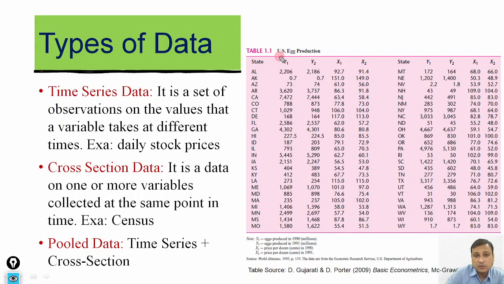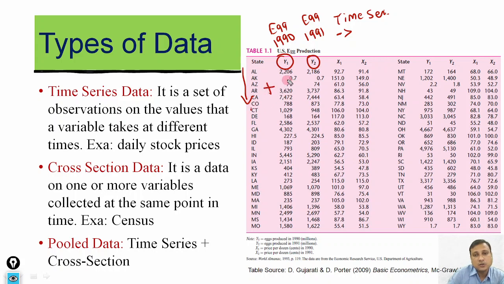Here you can see that Y1 is the egg production for 1990 and Y2 is actually egg production for 1991. Two different years are there. So when there is more than 1 year, then it becomes time series. So here is the time series, and here are the different states in US. So when we combine cross section with time series, then it becomes pooled data.